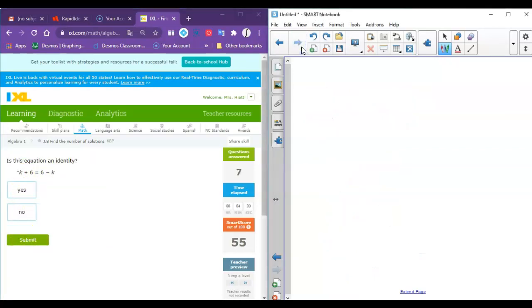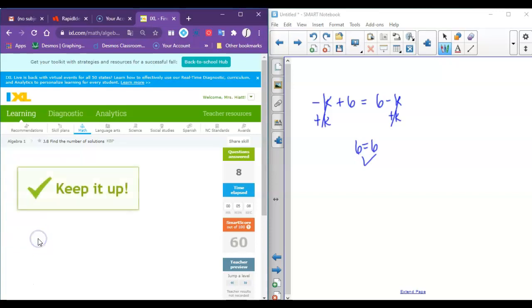Okay. Here is another problem that asks us if an equation is an identity. And so we've got negative k plus 6 equals 6 minus k. And you can see you've got that negative k over here on the left side and also a negative k on the right side. So when you add that k to both sides, those are going to cancel out. Now you can see we're left with a 6 on the left and a 6 on the right. So 6 equals 6. This is true always. And that means that we do have an identity here. Our answer would be infinitely many solutions, which means the equation is an identity. So we put yes for this one.